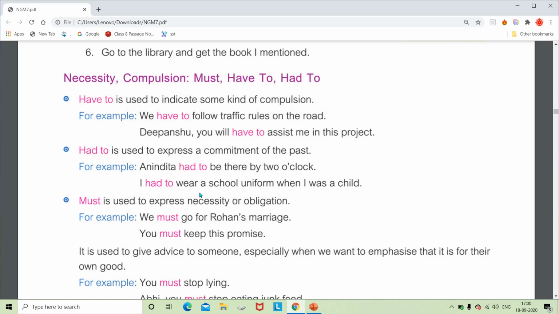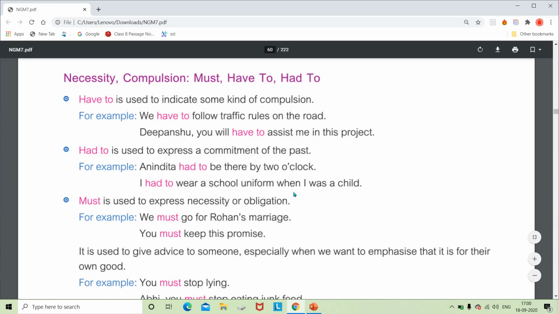Next example is, I had to wear a school uniform when I was a child. No one wishes to wear a school uniform, we want to wear colorful costumes every day, fashionable clothes, but it is compulsory for us. It is a kind of rule which we have to follow. When we have taken admission, we have committed to the school that yes, we will come in school uniform. So we are talking about childhood time, so it is past time, and that's why we are using had to, not have to. So I had to wear school uniform when I was a child.